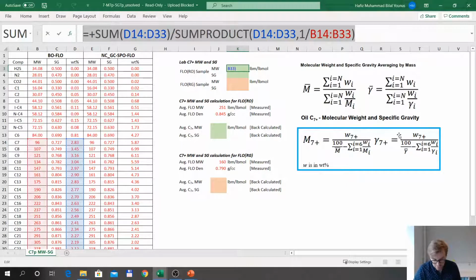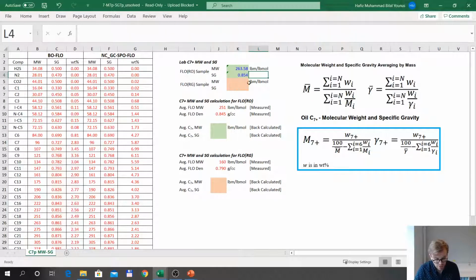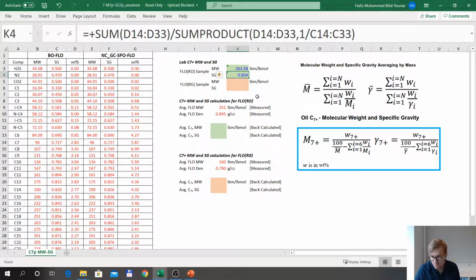As we see here, which is lucky for us, the averaging of molecular weights and specific gravities is very similar in terms of mechanics, the only difference is that for averaging of specific gravities, we use the specific gravities of each component instead of the molecular weights. So we can simply copy paste this formula right here into the next cell. Again, still working on the flashed oil from the reservoir oil, we just change to specific gravities and we get 0.854.